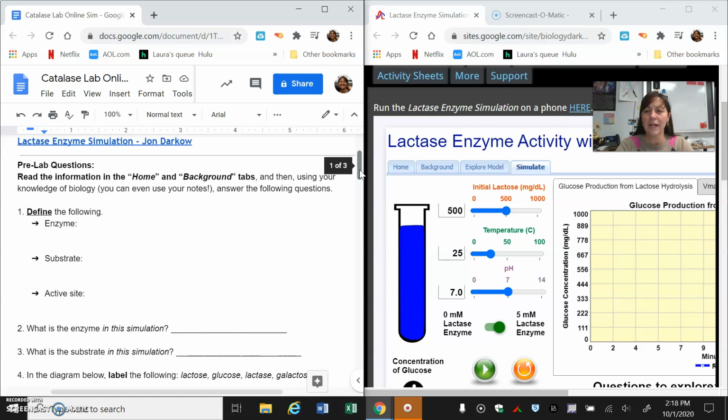Then, using your knowledge of biology, you can even use your notes. Some of you may not have encountered the notes that go with this yet, so this might be more of a pre-activity versus a post-activity, so it will depend. But certainly if you need to look something up, by all means, and you're going to answer the following questions.